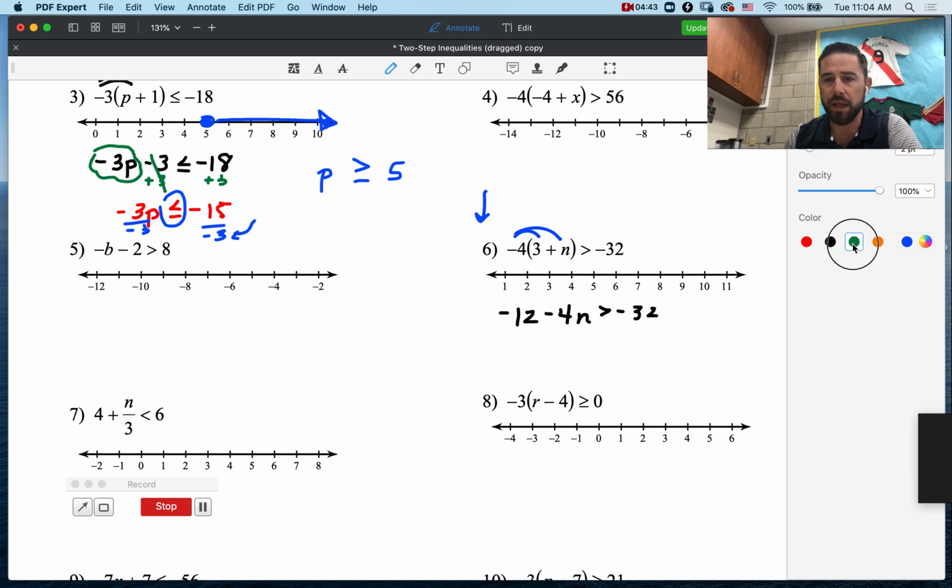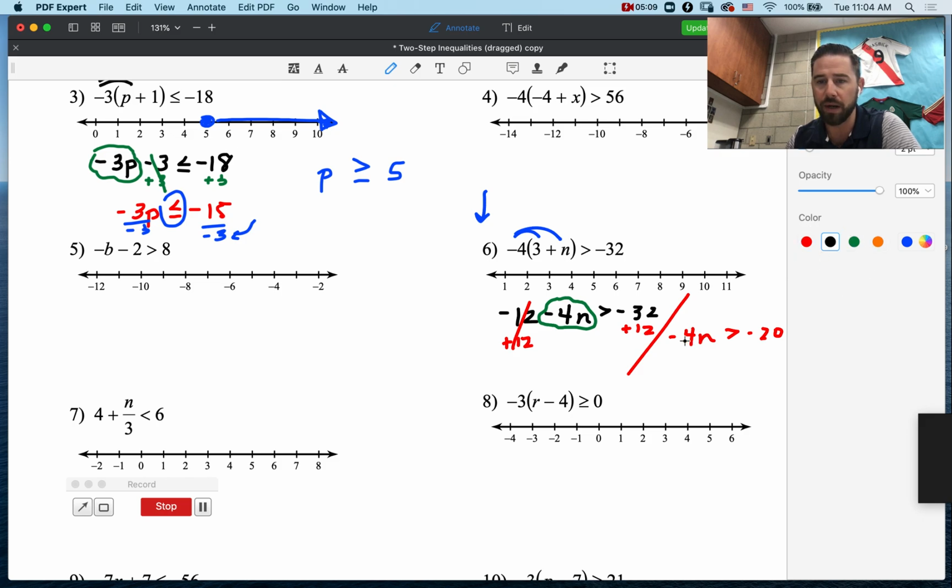We know that we want this guy by himself, which means we need to get rid of this negative 12. We can get rid of the negative 12 by adding 12. Cancel. And it looks like we have negative 4n, this sign, and what is that going to be? A negative 20, I think.